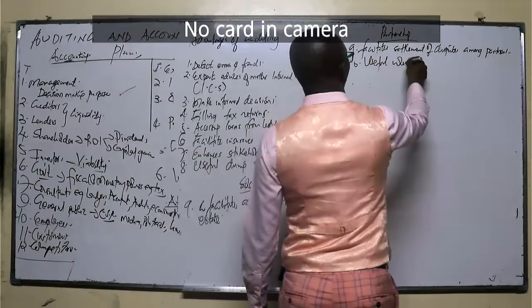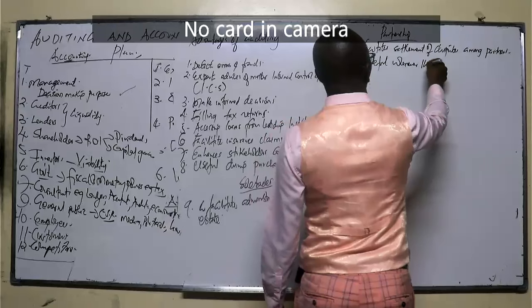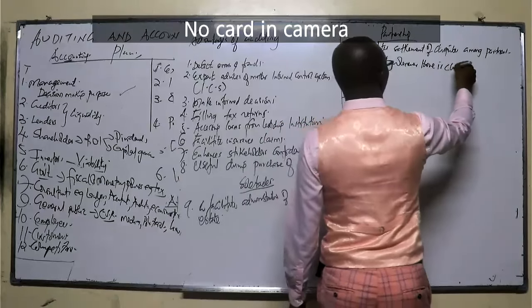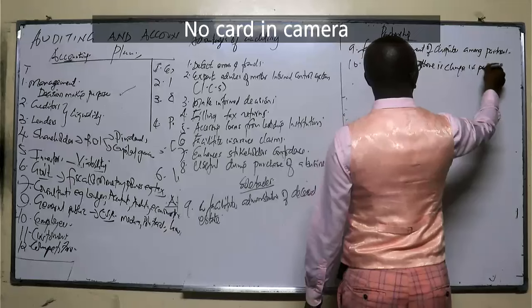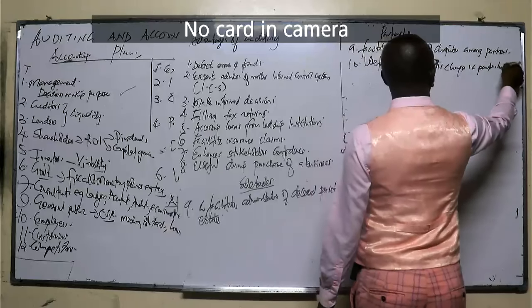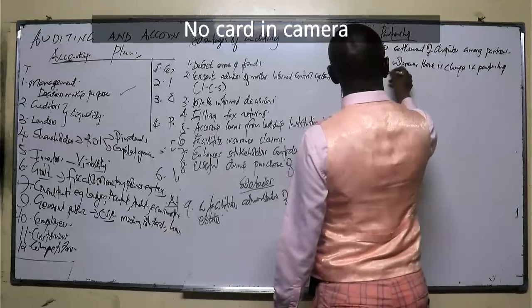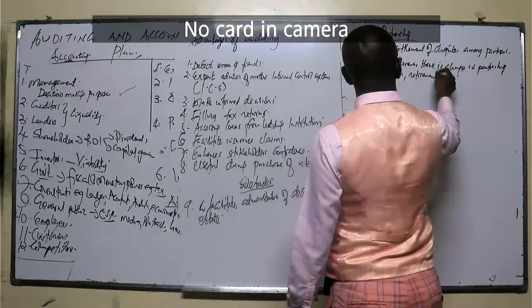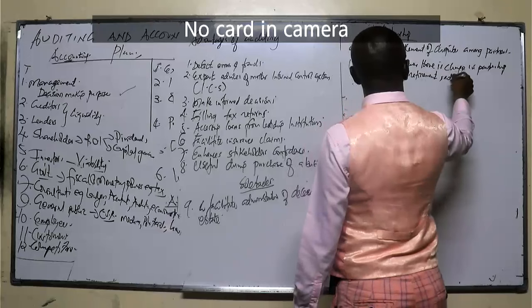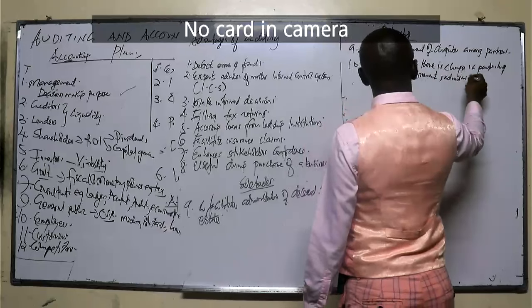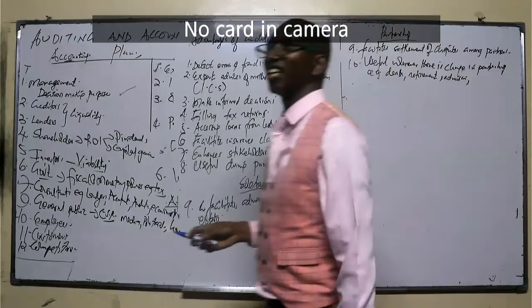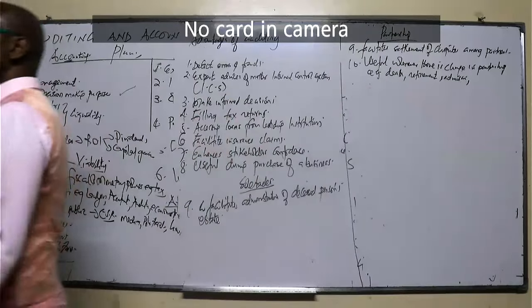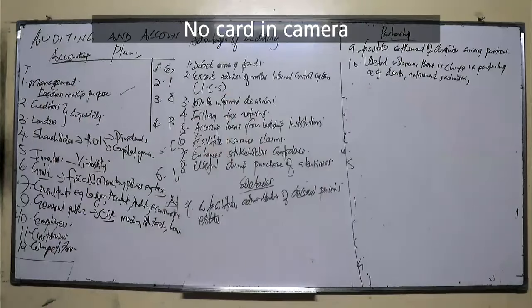Useful whenever there is change in partnership, e.g. death, retirement, admission, even changes in profit and loss sharing ratio. Remember those, you handle them here in AFR, those who are yet to do it. Yes, all those changes are part of financial reporting.